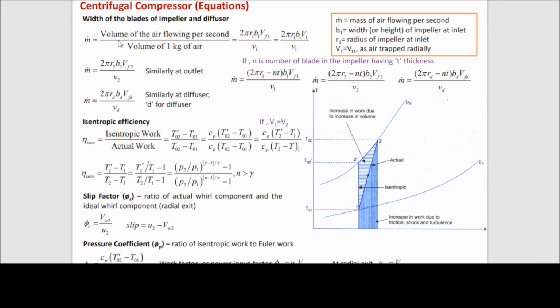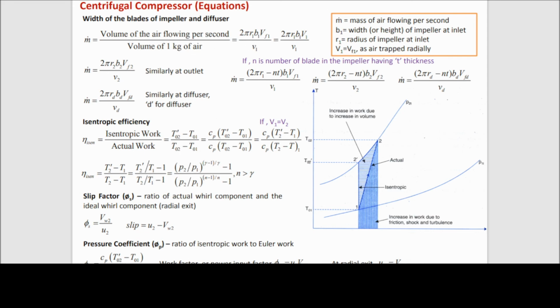Now see, this is the width of the blades of the impeller and diffuser. So mass flow rate is equal to volume of air flowing per second, that is volume flow rate, into rho. Actually it is rho; here instead of rho they have used specific volume, volume per kilogram, meter cube per kilogram, whereas rho is kilogram per meter cube. That is what we have already studied. So mass flow rate in this way also we can write: volume of air flowing per second by volume of 1 kilogram of air, that is equal to 2 pi r.